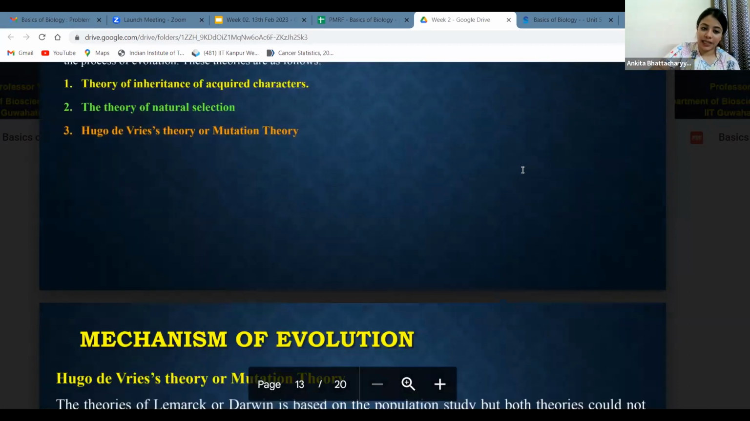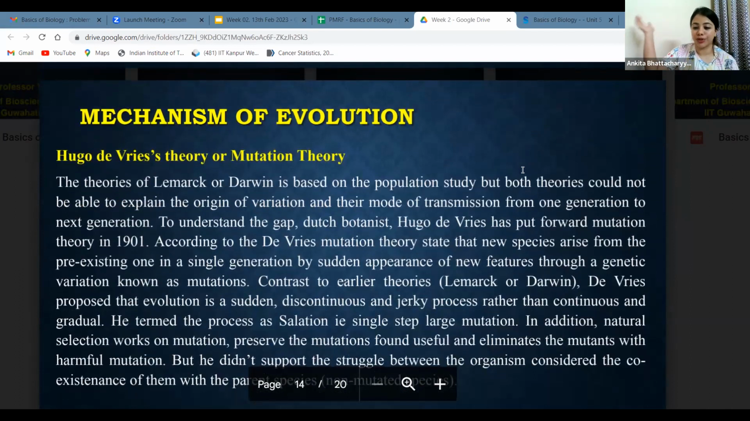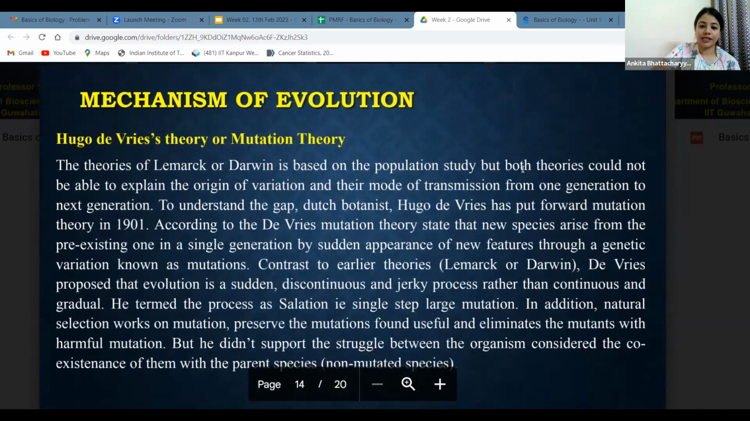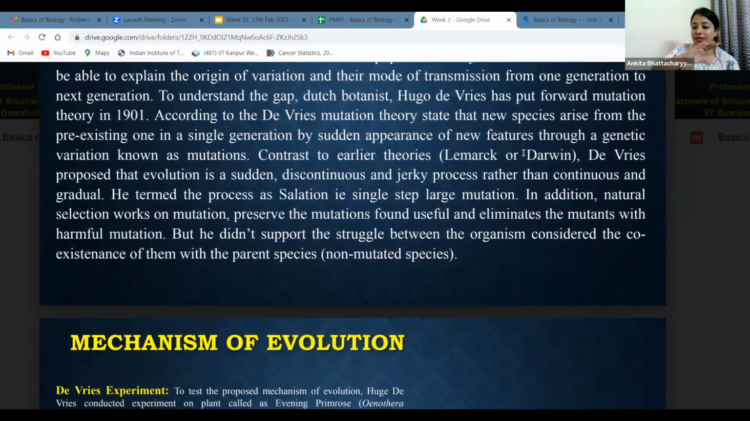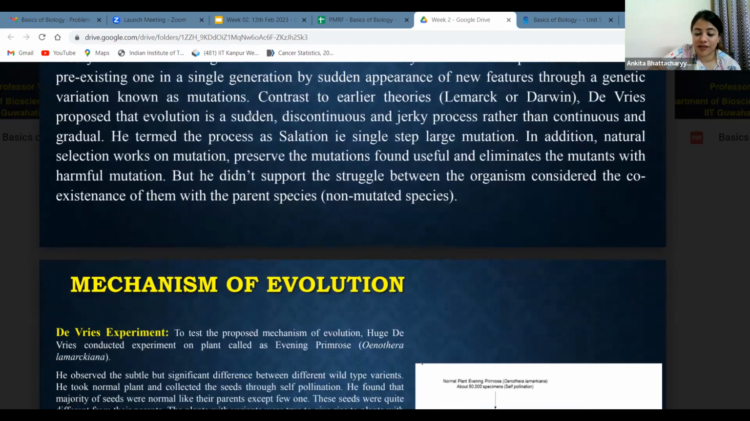However, in complete contrast came the mutation theory by Hugo de Vries, where he actually said a completely opposite thing. He said that this process of evolution is not gradual, it's jerky, it's immediate, and it occurs suddenly out of nowhere. There's suddenly a mutation and you suddenly see changes, and therefore organisms are different from their ancestors.